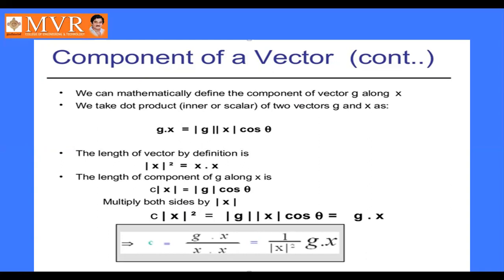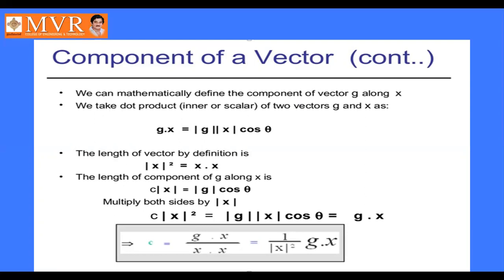By using the dot product, g dot x is equal to mod g into mod x into cos theta. The length of the vector by definition is mod x square equal to x into x. The length of the component of g along x is c into mod x, that is mod g into cos theta. Multiplying both sides by mod x, we get c into mod x square equal to mod g into mod x into cos theta, that is equal to g dot x.